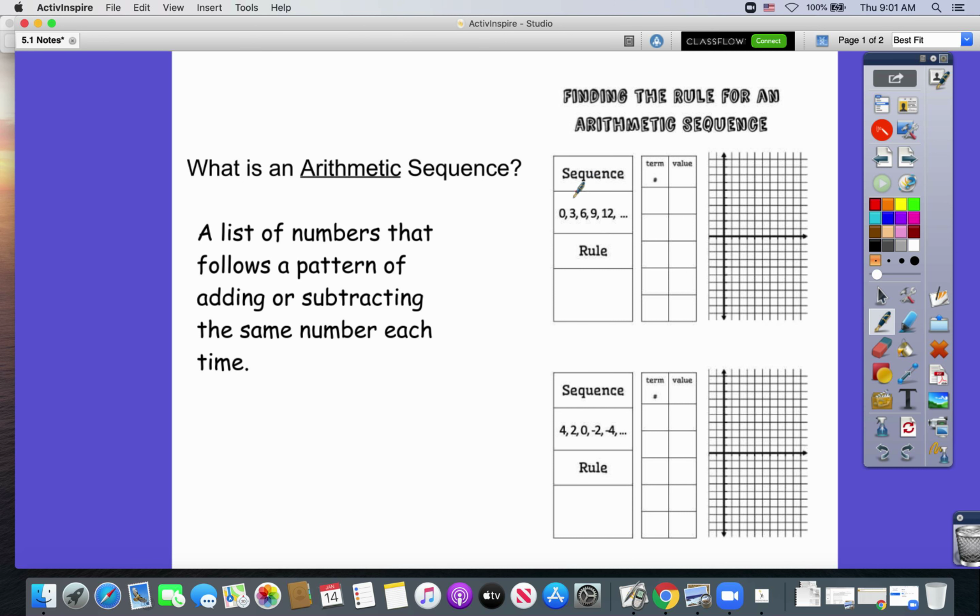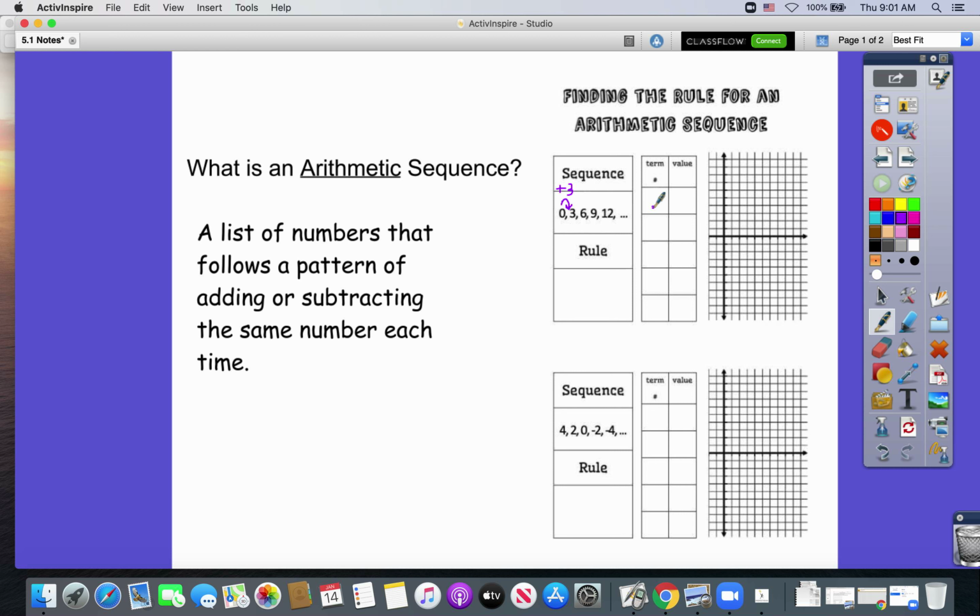So looking at this first example, we have the pattern or the sequence 0, 3, 6, 9, 12. So just looking at that, we should be able to tell what's happening every time. To get to the next number, we are adding 3, and that happens every time throughout that sequence.